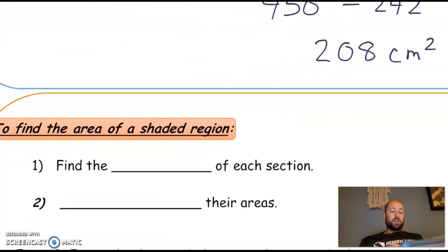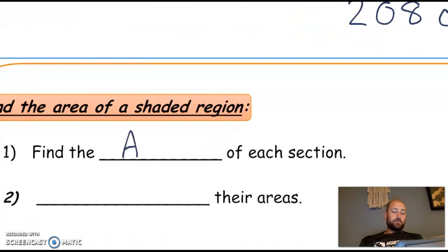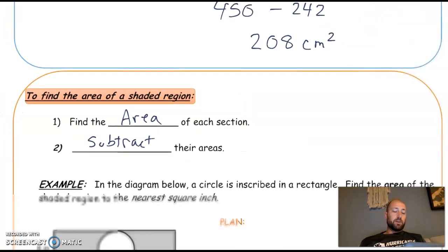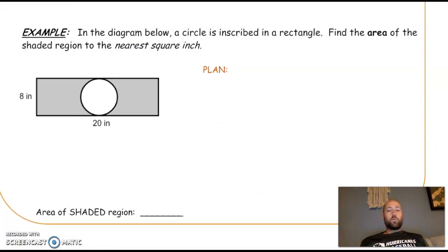So what we're going to do in shaded region is find the area of each section, and then I'm going to subtract. So again, similar to composite figures, but now we're going to be subtracting instead of adding. All right. So first, when you look at this, you say, okay, what two shapes do I see? Well, I see this big long rectangle and the part that is missing, the part that is not shaded, is a circle. So I'm finding the area and rounding to the nearest square inch.